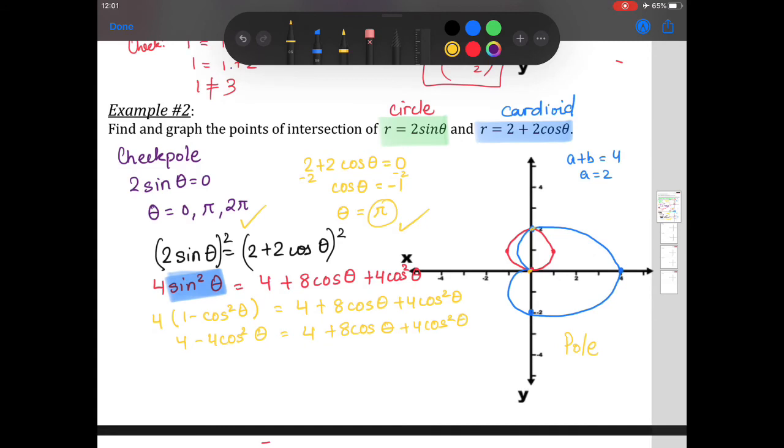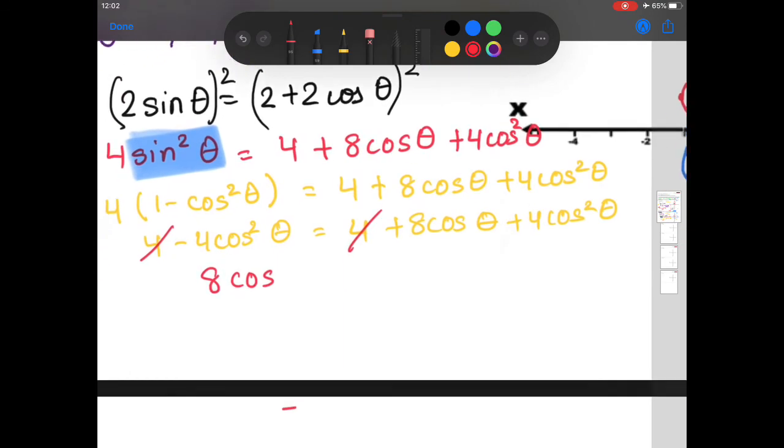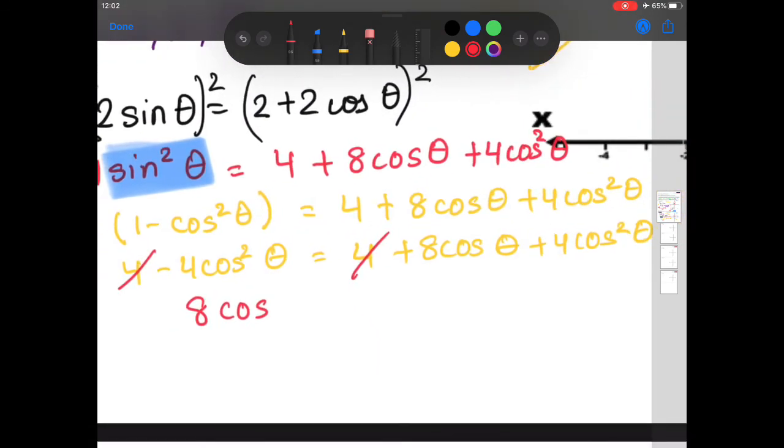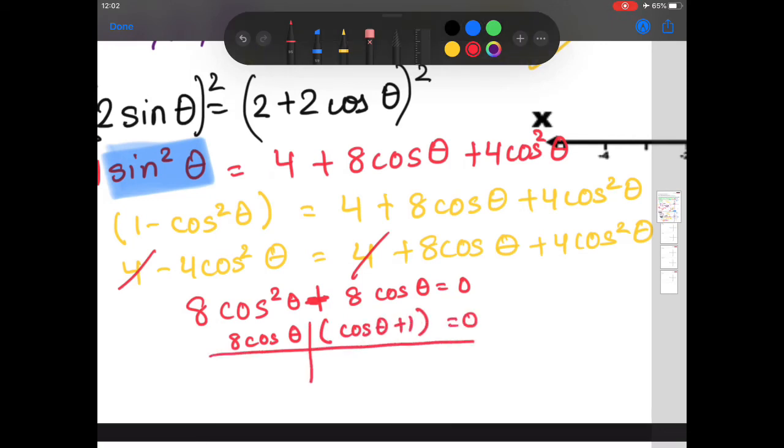right? You can pause the video and try to solve it and check your answer with mine. I'm just going to continue solving it. So the 4's actually cancel out, right? And if I set it equal to 0, I get what? I'm just going to zoom in so I get more room. 8 cosine square theta plus 8 cosine theta equals 0. So do the GCF, you get 8 cosine theta and you're left with what? Cosine theta plus 1. You can't factor them further, so make up your t-chart.